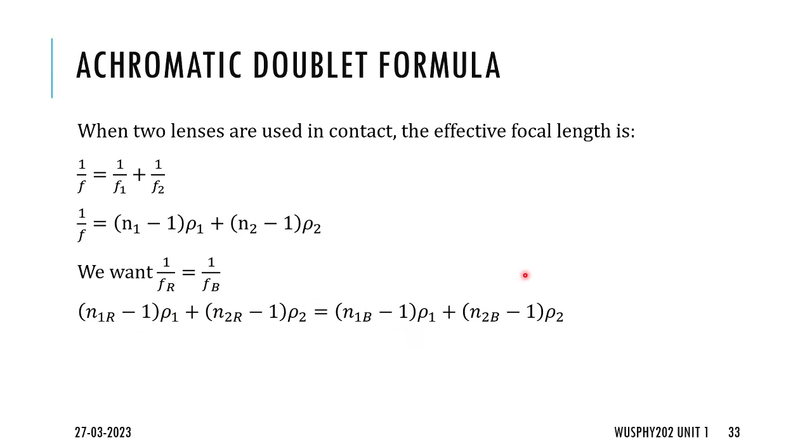Now let us rearrange the terms. Put the terms having rho 1 together. You can take this term on the left hand side, and this term on the right hand side. Effectively you get rho 1 by rho 2 equal to minus (n2b minus n2r) upon (n1b minus n1r). This is just algebraic manipulation. You can write this formula and do that. I will be sharing the slides.